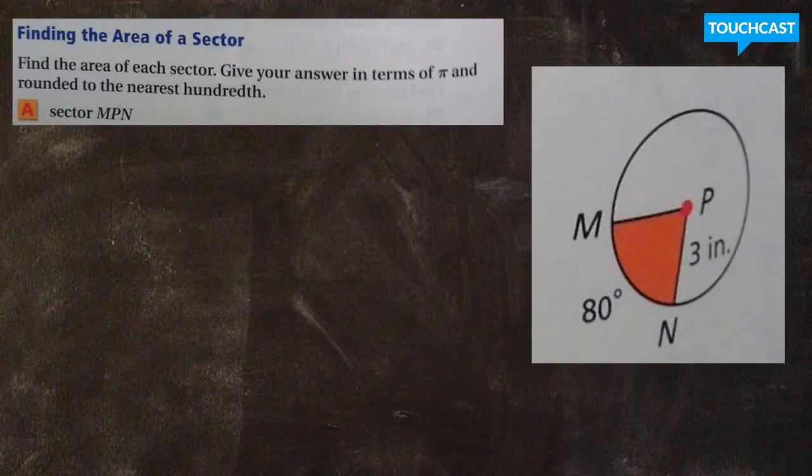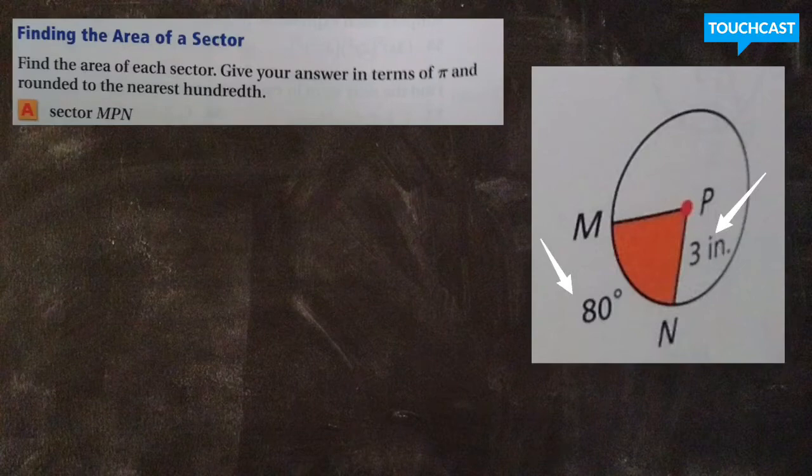So let's look at our first example. Finding the area of a sector. We need to find the area of the sector, and we need to give our answer in terms of pi and rounded to the nearest hundredth. So our sector is sector MPN, where we have a radius of 3 inches, and we have an angle measure of 80 degrees.